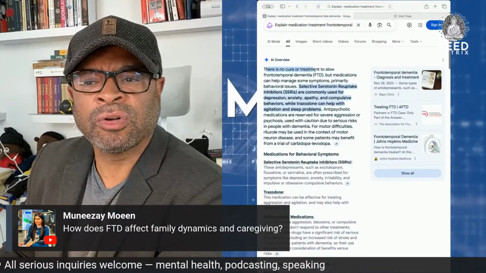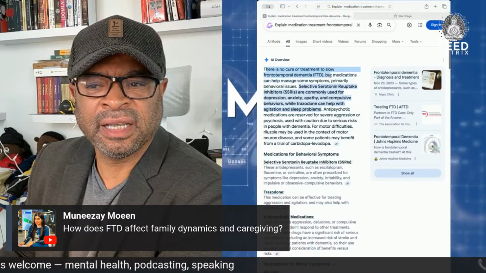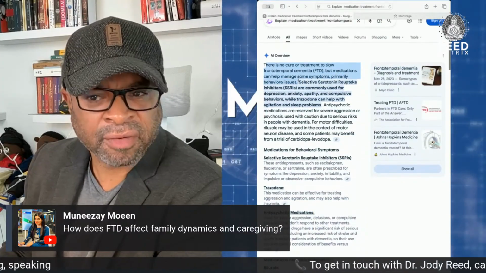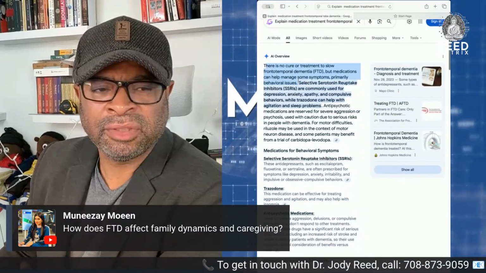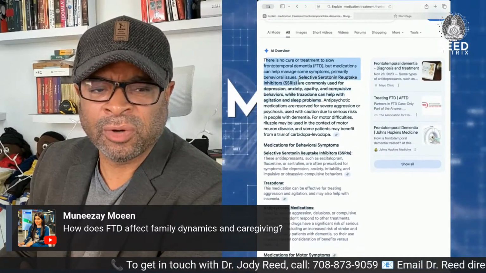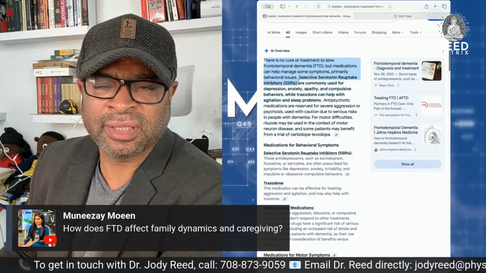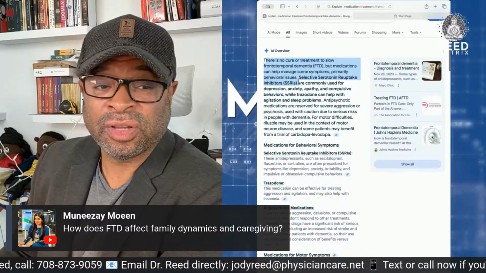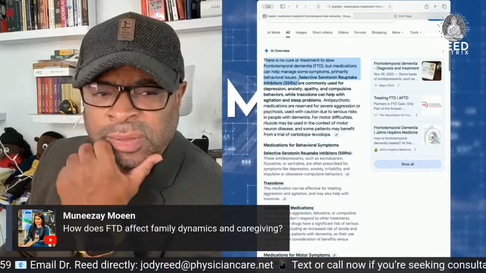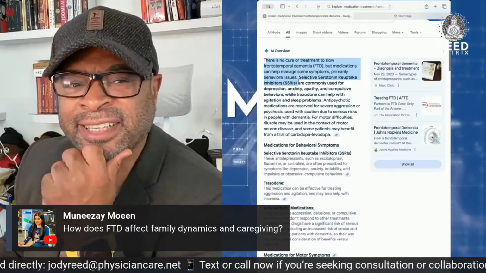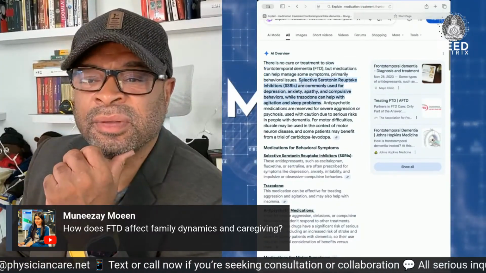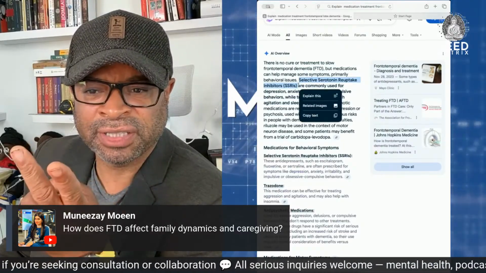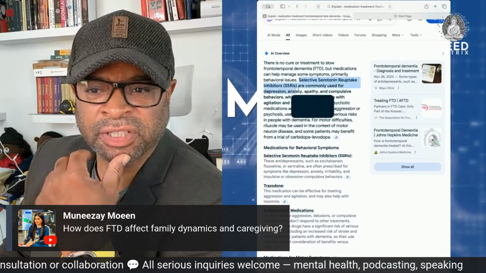There is no cure or treatment to slow FTD, but medications can help manage the symptoms, primarily behavioral issues. That's why I went with the dual mood stabilizers, both Depakote and lithium. I'll give them both loading doses, Depakote extended release and lithium extended release in the morning. So hopefully we can get them to a therapeutic dose as soon as possible and start stabilizing some of this agitation and behavior. And SSRIs, because it can be connected to depression or anxiety.